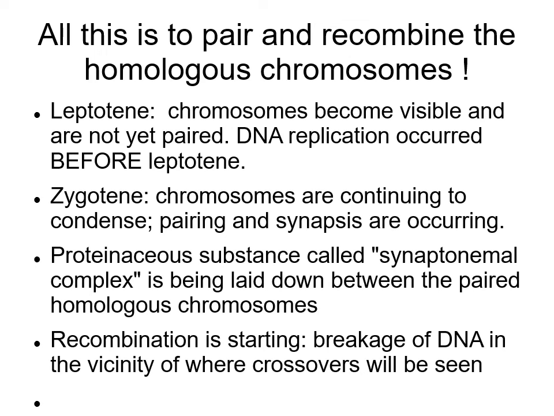Okay, in the zygotene, the chromosomes are continuing to condense, and they are actually pairing with their homologs, and a process called synapsis is occurring. So there's a proteinaceous substance called synaptonemal complex, which lays down between the paired homologous chromosomes, and recombination is beginning. DNA breaks will be occurring in order to allow recombination between the two paired homologs.